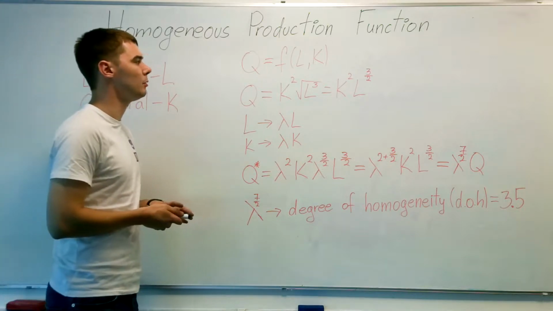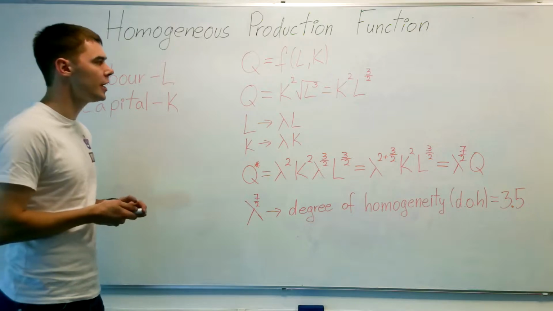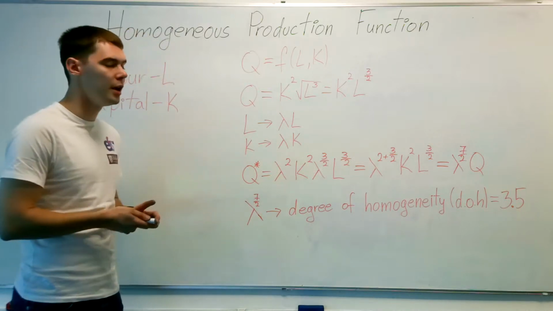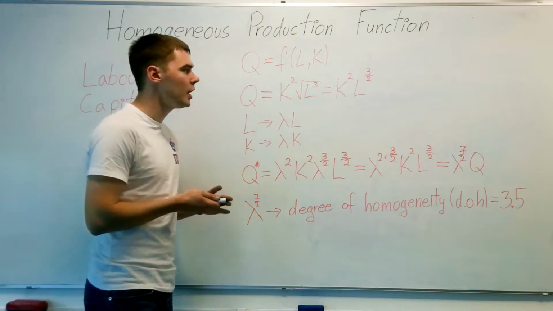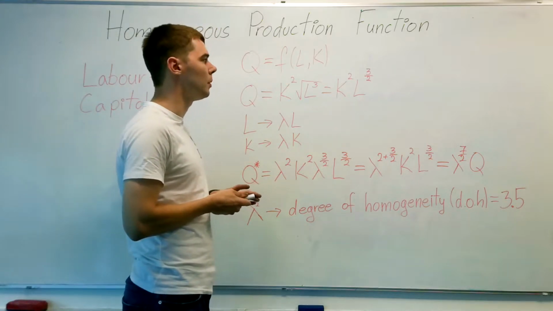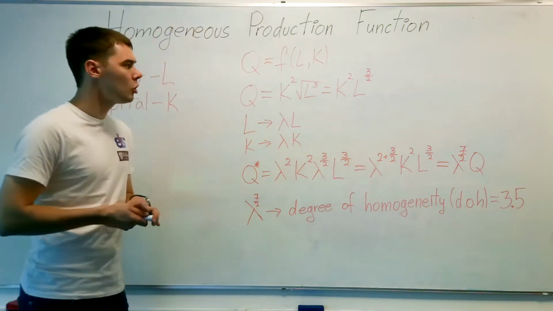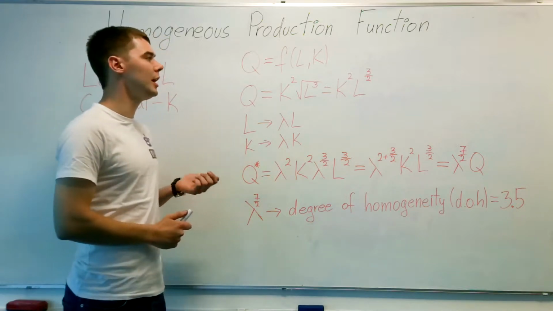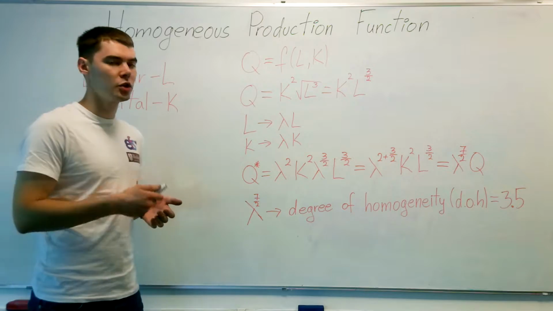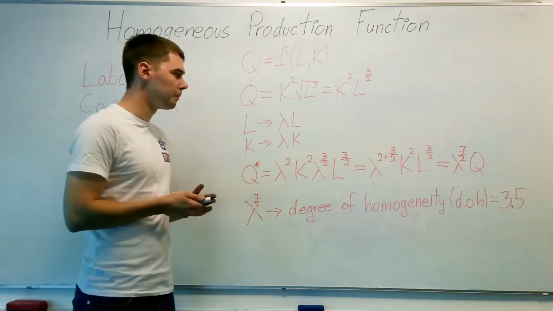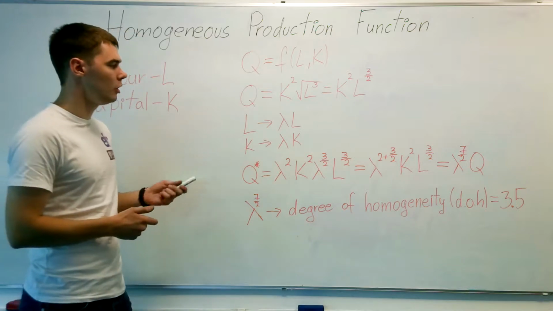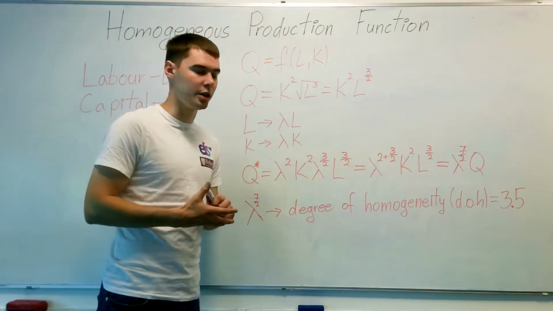Let's say, for example, we have Q is equal to K squared times square root of L to the power of 3, which is equal to K squared times L to the power of 1.5. To apply homogeneity to a function, we apply Greek letter lambda to each of the inputs as we see them. We denote Q with asterisk to denote that we are applying homogeneity.